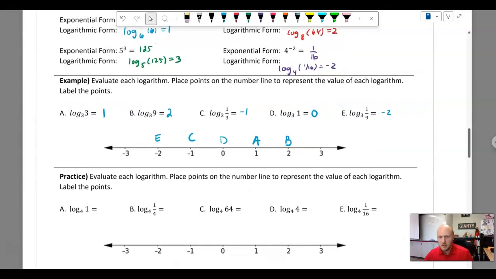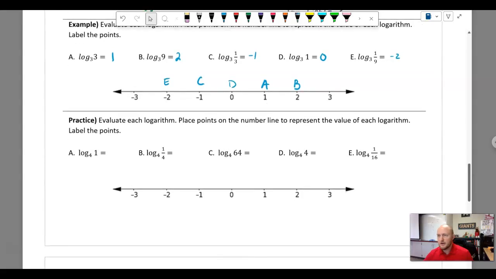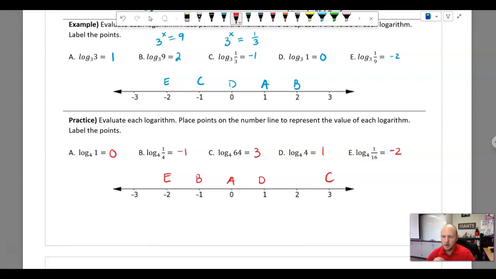Okay? All right. So here is a practice problem. Please go ahead and try these. Again, if you get confused, you can always rewrite these, right? So 3 to what power gives me 1/3? Or like this one, 3 to what power gives me 9. And you can go ahead and answer that. All right, so pause me. Please try these ones. All right, here are the solutions.